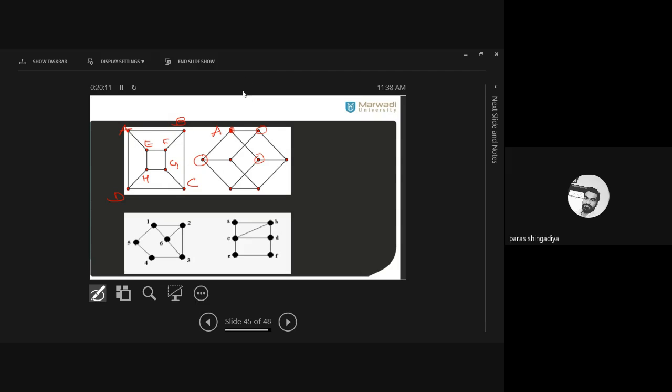Okay. So first mention any notation for these. Clear? That is, let us say B dash, that is D dash, and that is E dash. Okay. Is it clear up to this?